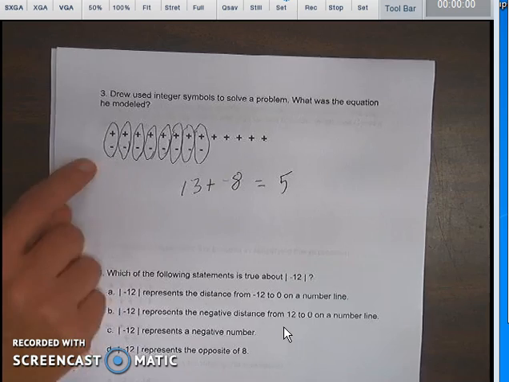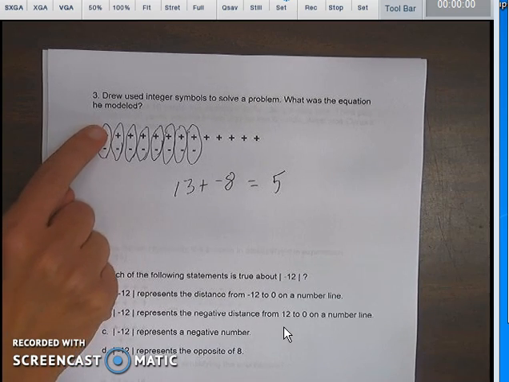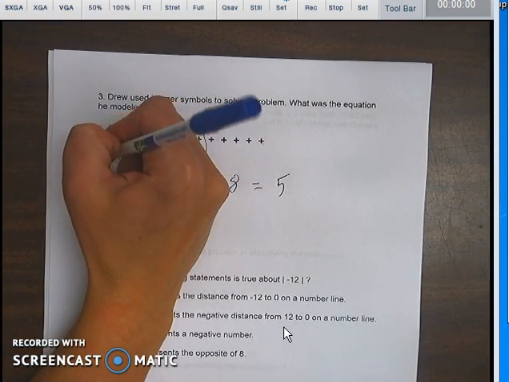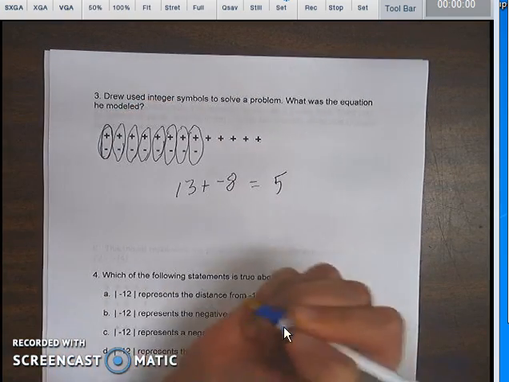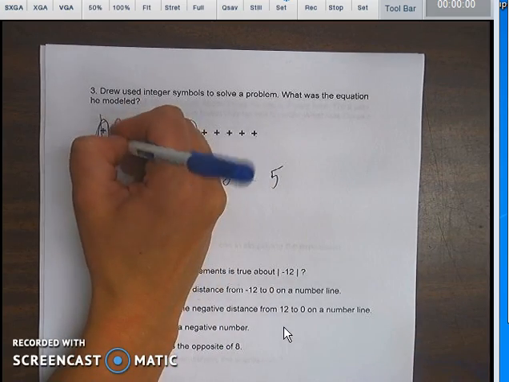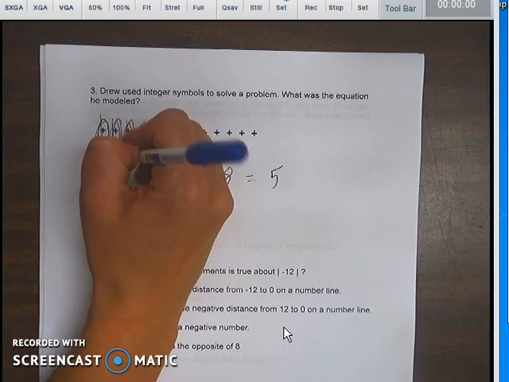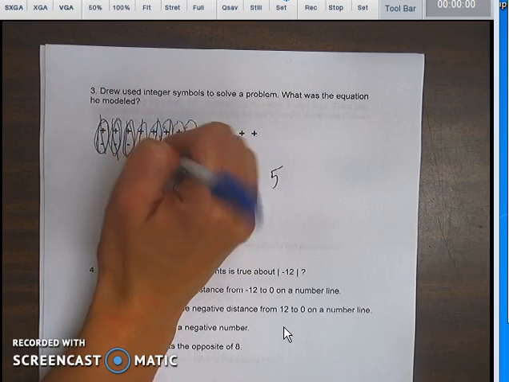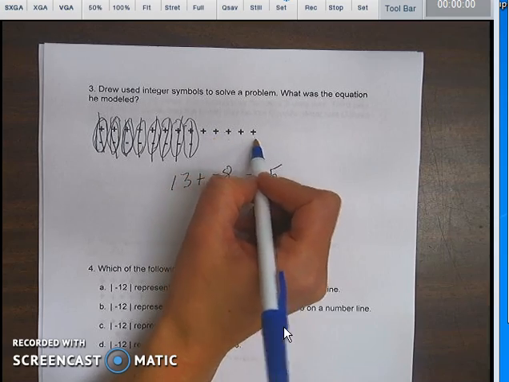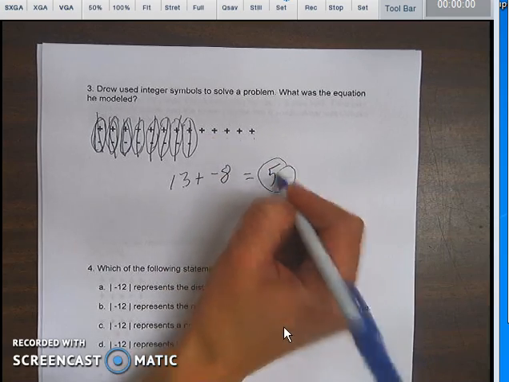Now, this right here where Mr. Ashmore has circled the positive and the negative, this is a zero pair. Remember, zero pairs, you take a positive and a negative and they cancel each other out. You can always do this and they cancel each other out. They go away. Well, what was left? 1, 2, 3, 4, 5 positives. Isn't that what we got?